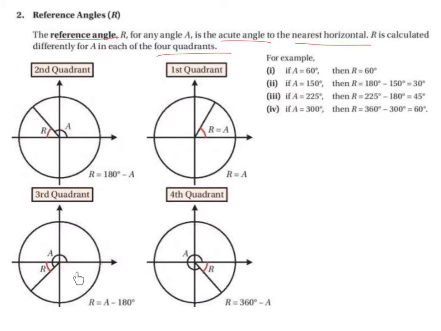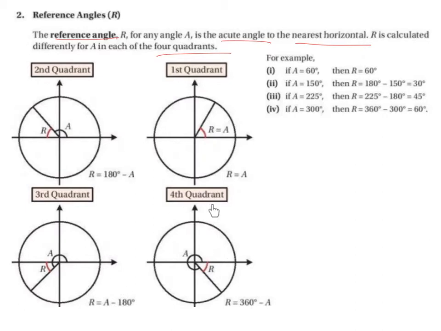Now let's have a look at the third quadrant. The third quadrant lies between 180 degrees and 270 degrees. So let's say, for example, our angle is 225 degrees, which lies in the third quadrant. Then we say the reference angle will be 225 degrees minus 180 degrees, which leaves us with 45 degrees. So if we're looking for a reference angle of an angle inside the third quadrant, it's the angle take away 180 degrees that will give us the reference angle.